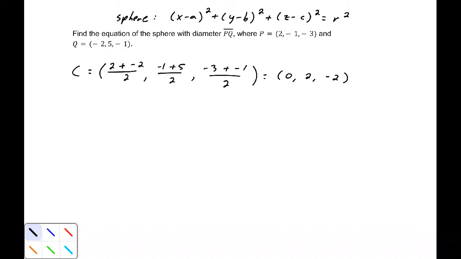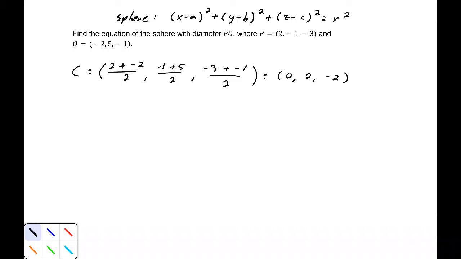So there's our center. Now the only other piece of information we need is the radius of the sphere. There are two ways we could find this. One is we could find the distance between the 2 points, the diameter, and then divide that by 2. Or, since we know the center, we can find the distance from the center to one of the 2 endpoints. So I think I will choose to find the distance from the center to the point P.